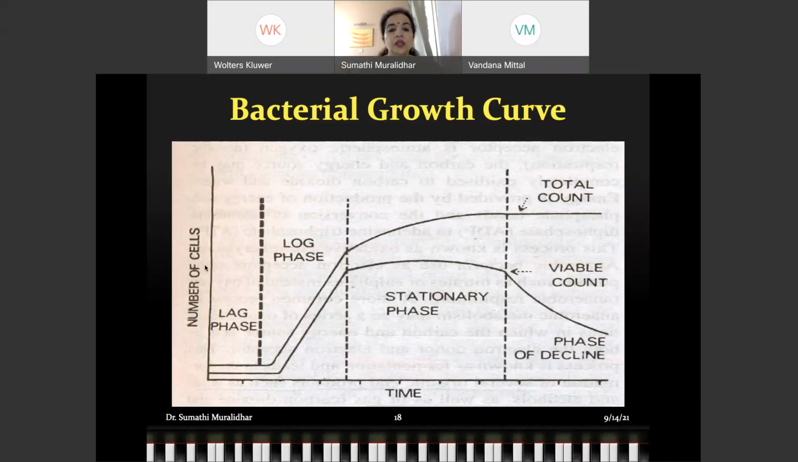Now, this is a very important part of your lesson, because in many of your exams, it's a very important theory question where this may be asked: draw the bacterial growth curve and label its parts and describe the various phases of bacterial growth. So this is an important question from your theory point of view as well as your viva.